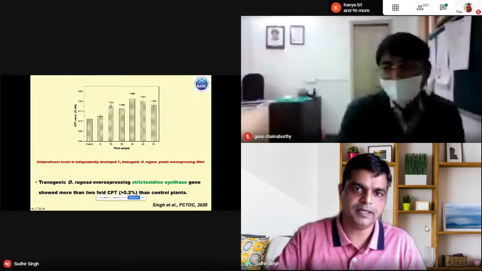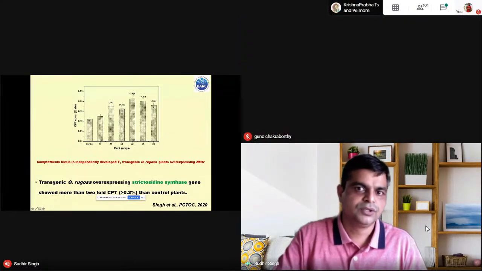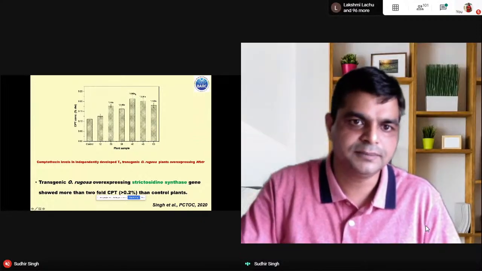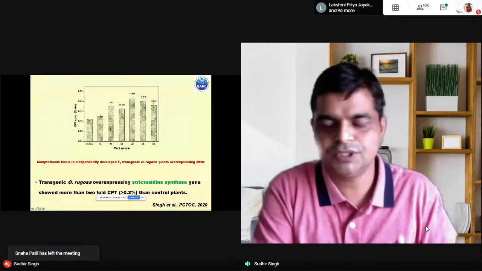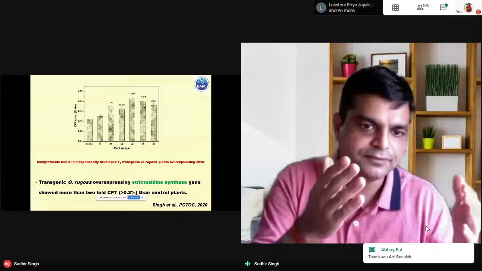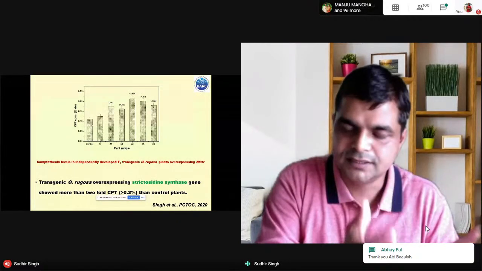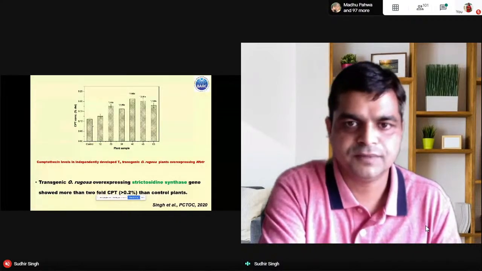So these are all plants that are overexpressing the strictosidine synthase gene. The best line has shown close to 1.9-fold higher CPT compared to the control non-transgenic plant. So this is how the story goes: you start from scratch, you have identified the gene, you have characterized the gene, you have assigned the function, then you try to prove the role by overexpression.